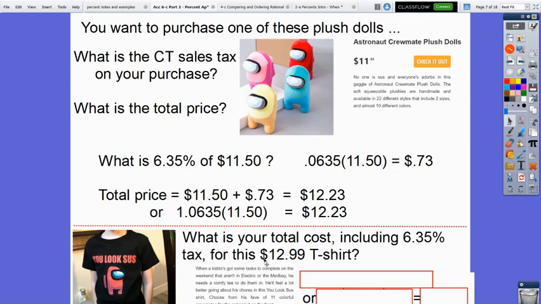All right. So one for you. Here's a nice t-shirt here. It is $12.99. What is your total cost going to be, including the 6.35% Connecticut sales tax?